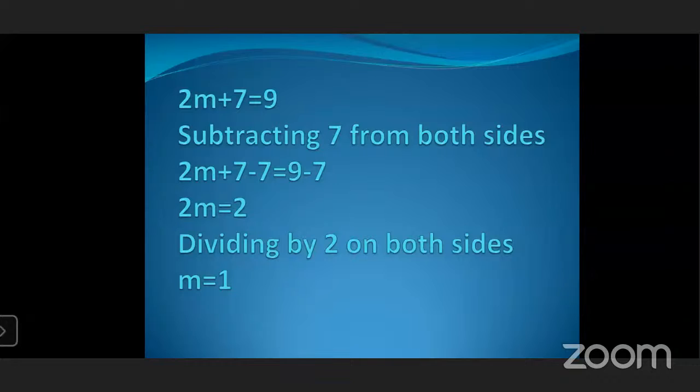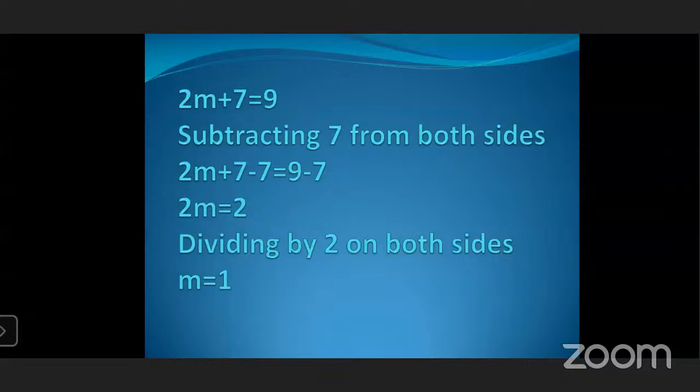Again, go through it. 2m plus 7 is equal to 9. Now subtract 7 from both sides. 2m plus 7 equal to 9 is our equation, the first line. Second line, you subtract 7 from both sides. So 2m plus 7 minus 7 is equal to 9 minus 7. Now 7 minus 7 will give you 0, and 9 minus 7 will give you 2. Dividing by 2 on both sides, you get m is equal to 1. You can check as well. 2 into 1 is 2, plus 7 is 9.